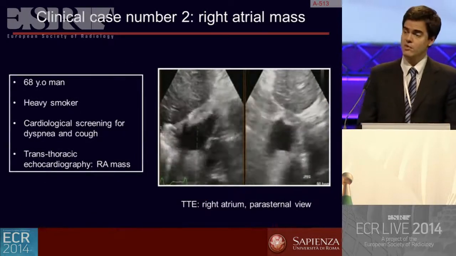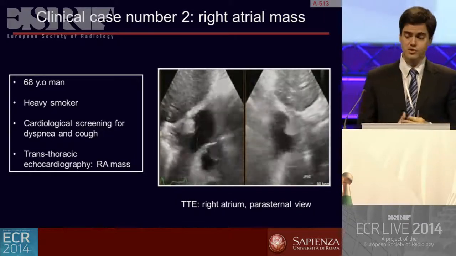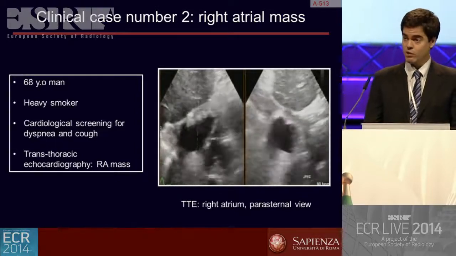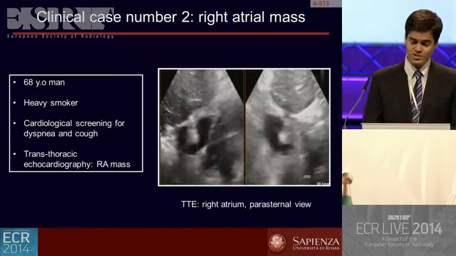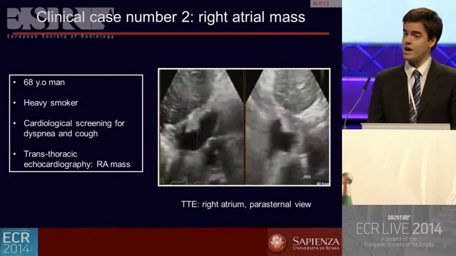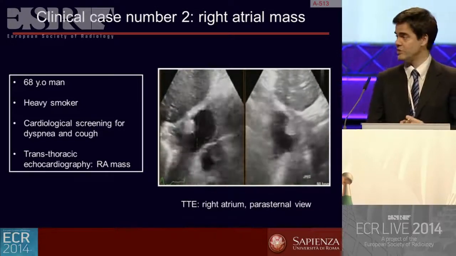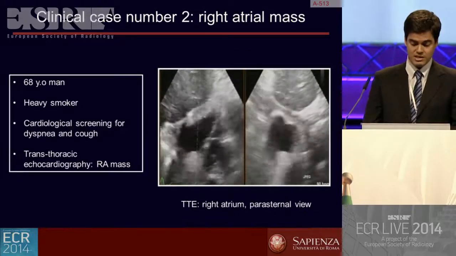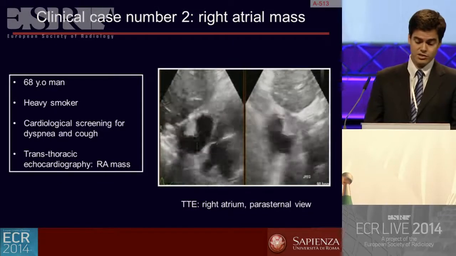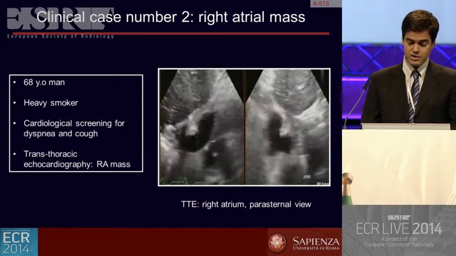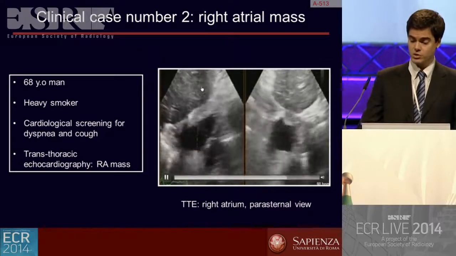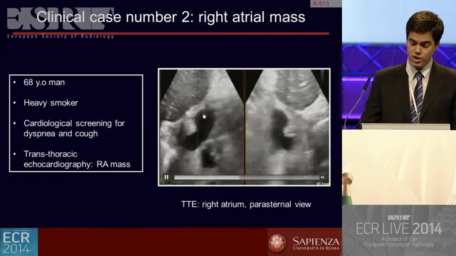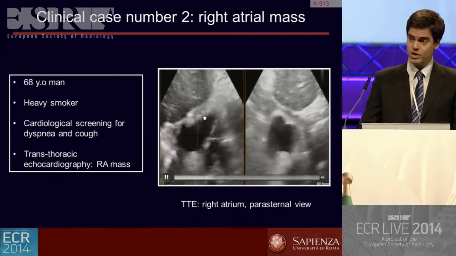Still, we are in the field of anatomic pitfalls, masses versus pseudomasses. This guy here was a colleague, of course, so as already Gorka mentioned, whenever we are dealing with colleagues, either we had bad exams, or we have strange cases, and this was the case. He was a heavy smoker, 68-year-old male, cardiological screening which was done for dyspnea and cough. He did a transthoracic echo, which is shown here, showing this lesion protruding in a parasternal view within the lumen of the right atrium, pedunculated.